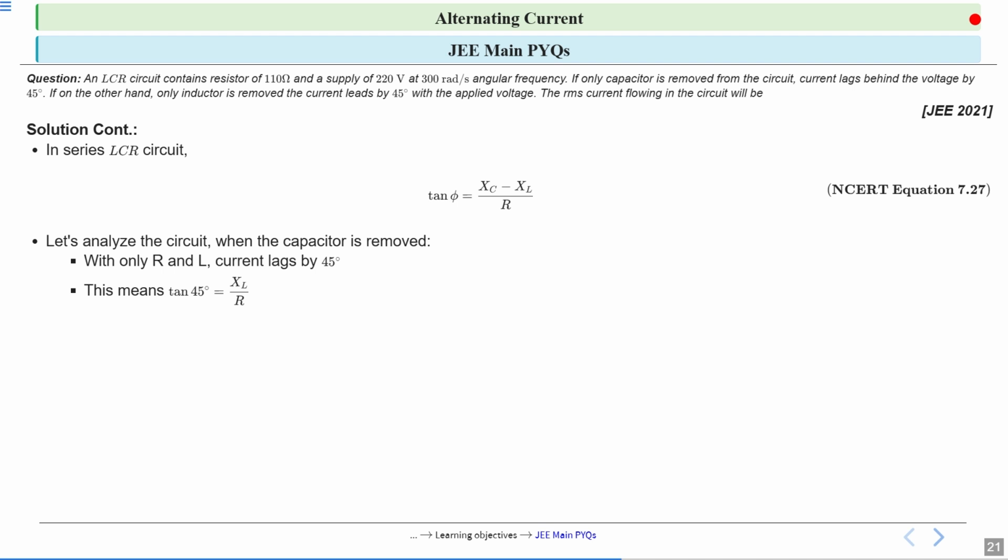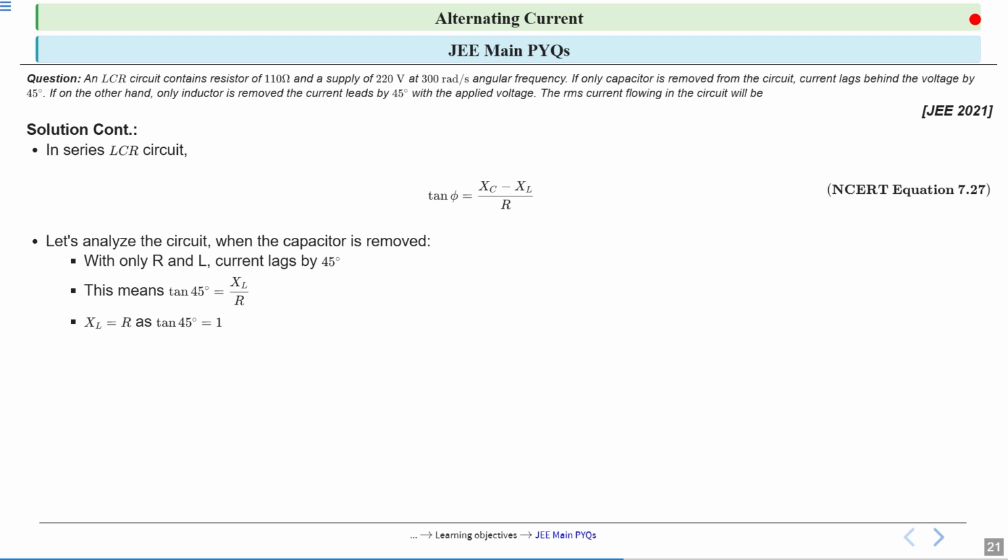So negative and negative from both sides will get cancelled out eventually. Okay, so we have taken positive from the beginning. So this means tan 45 degree will be equal to XL upon R. That means tan 45 degree is 1. That means XL equal to R.